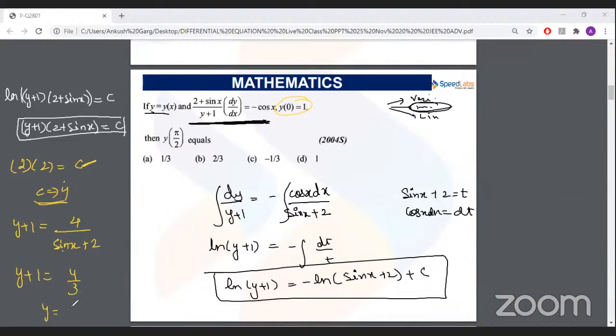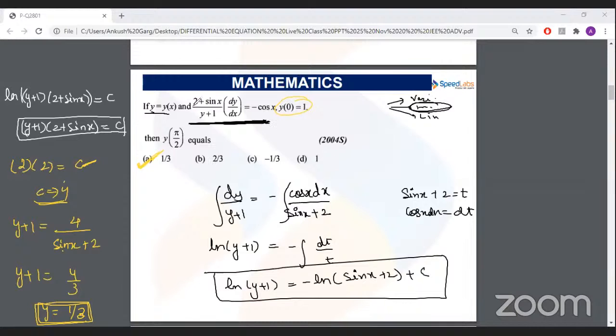I think they did this question in the last class also. I think the question is similar. y is equal to 1 by 3. Because I think we have done this question already. No problem. Okay, so simply a variable separable type question.